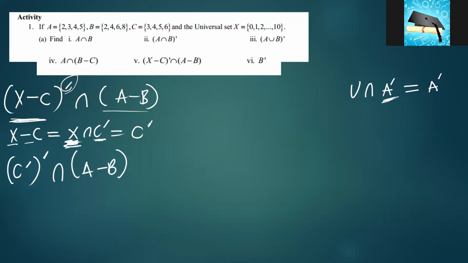So complement and complement, when you open, this cancels with that. So we just remain with what? C intersection A minus B. But remember, this A minus B can also be written as what? A minus B can also be written as A intersection B complement. So having this as the simplified version.